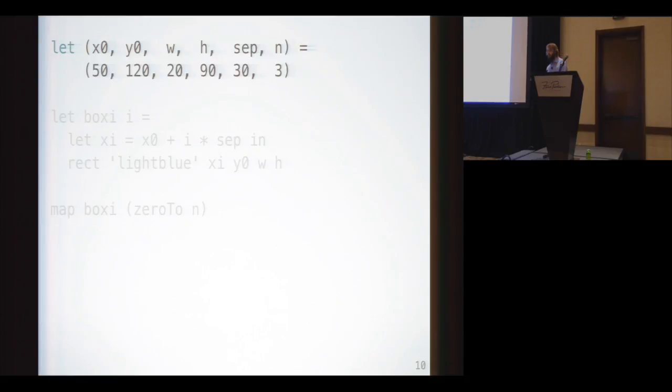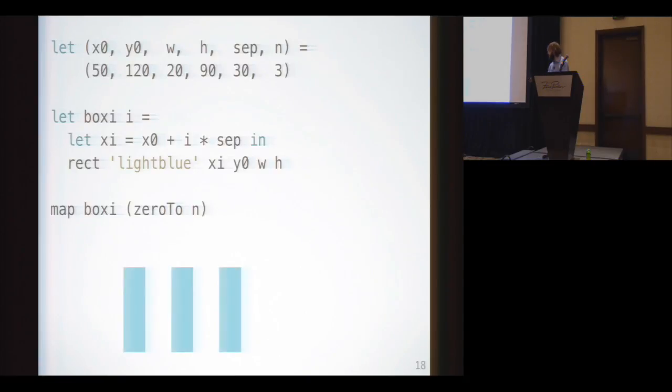To actually draw the boxes, we loop over the indices 0, 1, and 2, feeding those into a function. Index i will draw the ith box. All boxes will have the same color, the same Y position, the same width and height. The X position of each box will be calculated using this formula. We take the X position and then add the index times the separation. So sure enough, when we run this program, we get 3 evenly spaced boxes.